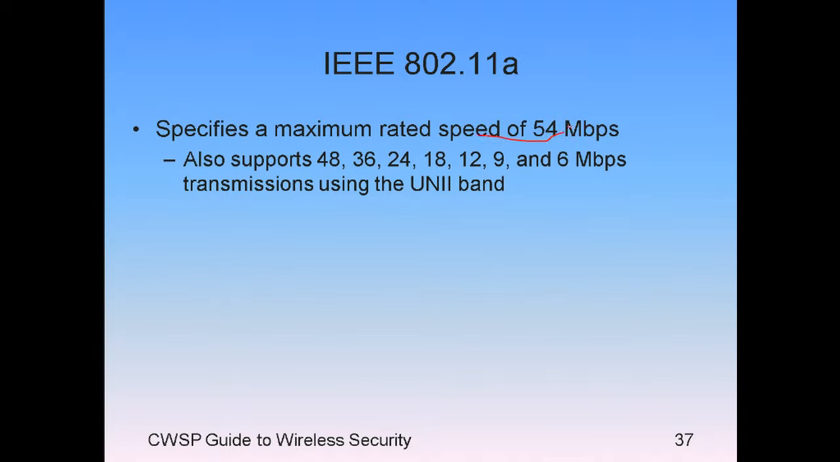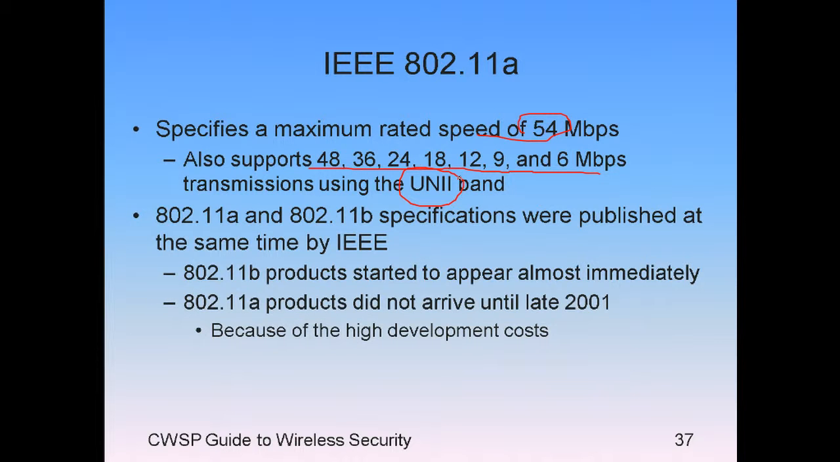802.11a has a maximum of 54 megabits per second. It also has 48, 36, 24, 18, 12, and 6 meg. And it uses the UNII band. If you go back and look at the chart in the book with the frequency bands, the UNII band is the one it uses. There are more channels available in the A standard than in the B and G standards. The data rate's higher and the distance is lower. Generally, the higher the frequency, the shorter the distance; the lower the frequency, the greater the distance.